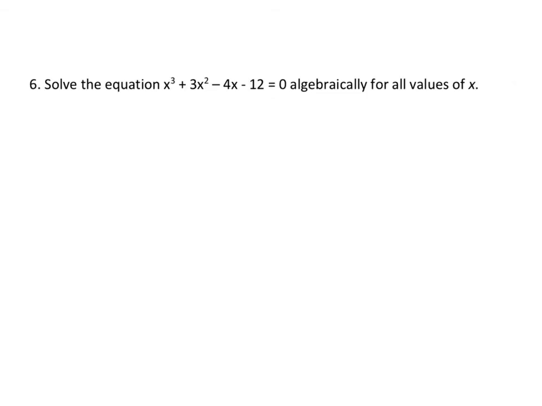The next question says, solve the equation x cubed plus 3x squared minus 4x minus 12 equals 0 algebraically for all values of x. So what you're going to do is realize that this polynomial is 4 terms. When you solve for an equation, the best thing to do is to try to factor. When you have 4 terms, you try to split it down the middle and factor by grouping.